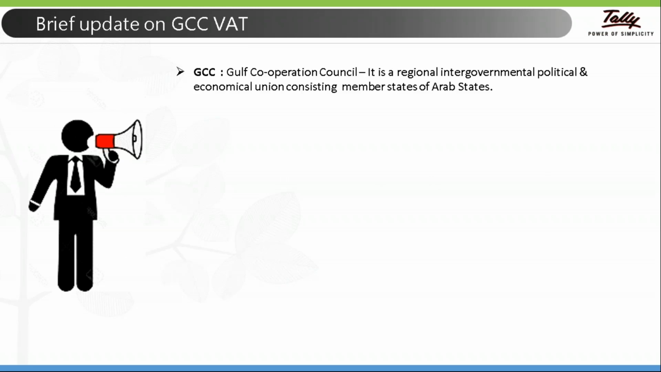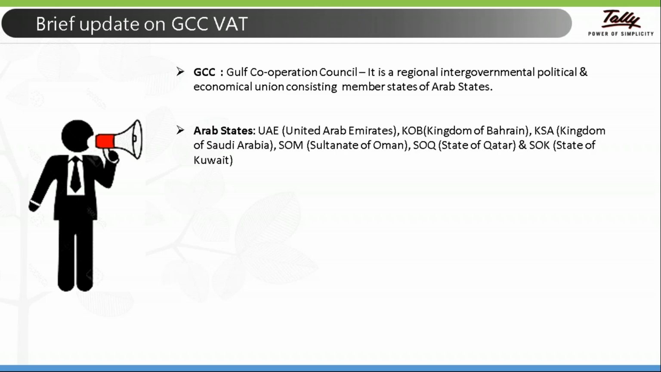Let us now understand the brief update on GCC VAT. GCC stands for Gulf Cooperation Council. It is a regional, intergovernmental, political and economical union consisting member states of Arab states. Let us now understand the Arab states. So Arab states are UAE, Kingdom of Bahrain, Kingdom of Saudi Arabia, Sultanate of Oman, State of Qatar and State of Kuwait. So all this comes under Arab states. Please let me know if I'm fast or slow.